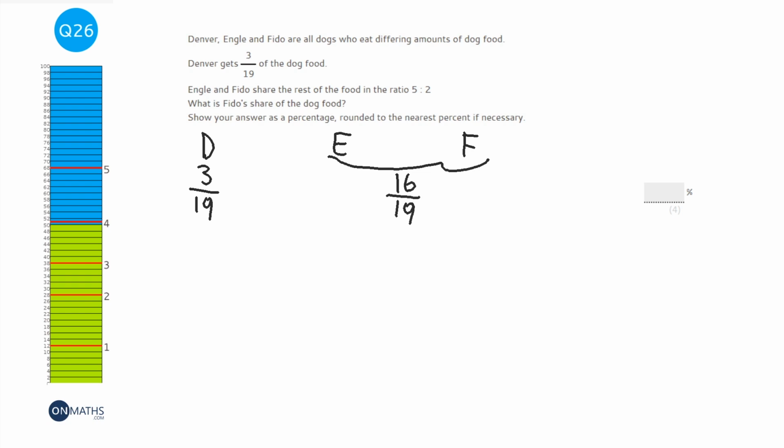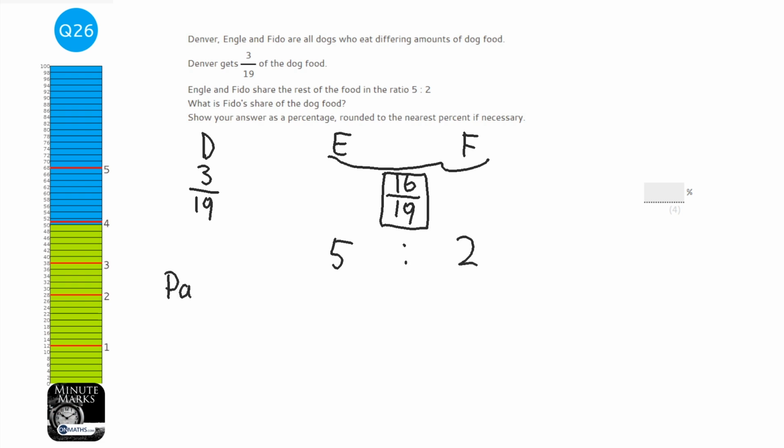So we can kind of ignore Denver now because we used Denver's amount or fraction of the food to work out Engels and Fido's combined. So that's how much food they'll get. But they're sharing it in the ratio of 5 to 2. So in total, the amount of parts they have is 5 plus 2, which is 7. So there's 7 parts altogether.